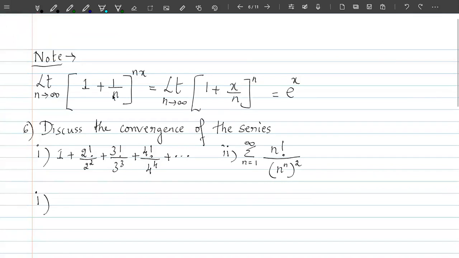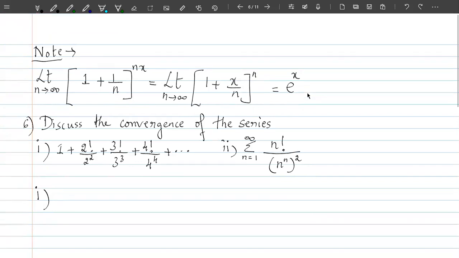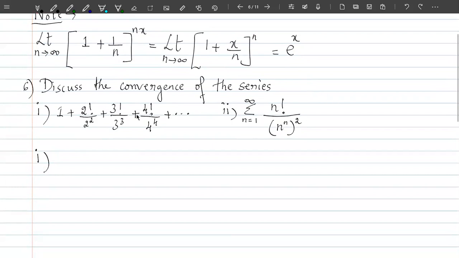Let's continue the problems. Before I go to the remaining problems, I'll just remind you of one standard limit: limit n tends to infinity (1 + 1/n)^(nx), and this limit will be equal to limit n tending to infinity (1 + x/n)^n, and that limit value will be equal to e^x. So using this we'll solve a few problems.